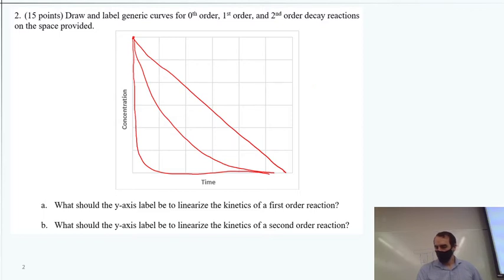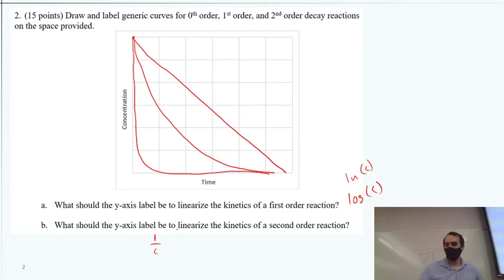So part A asked what y-axis label would linearize the 1st order. That would be log or natural log of your concentration. Either one will work. So either one was fine. And then the easy way to do the 2nd order would be 1 over c.